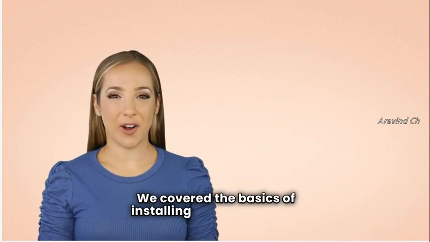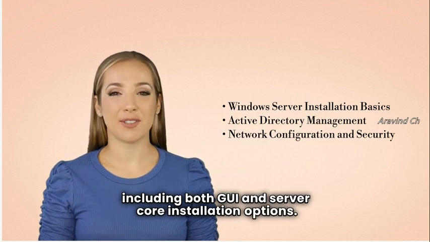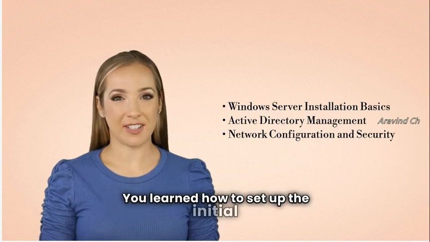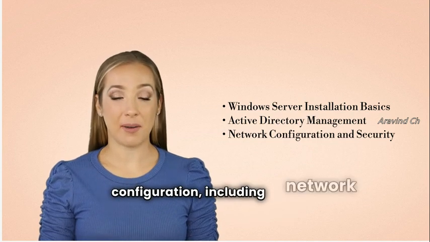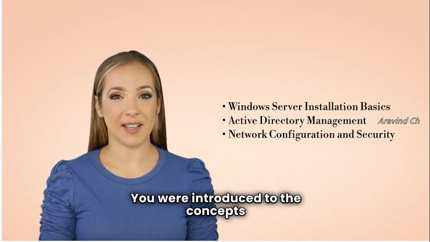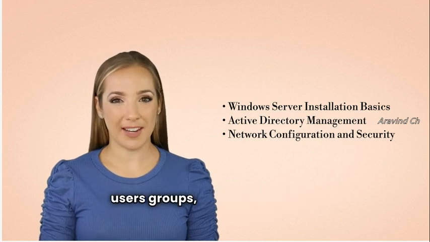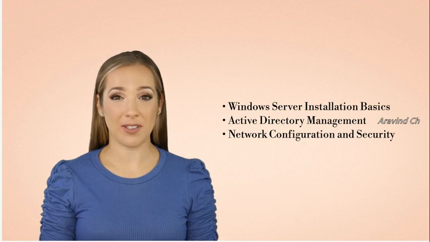We covered the basics of installing Windows Server, including both GUI and Server Core installation options. You learned how to set up the initial configuration, including network settings and Active Directory roles. You were introduced to the concepts of Active Directory, including domain controllers, users, groups, and organizational units, OUs.